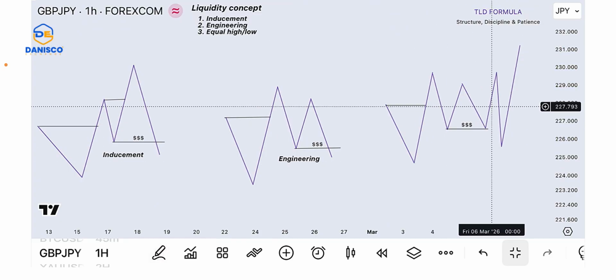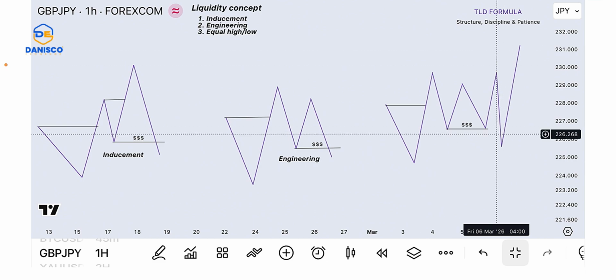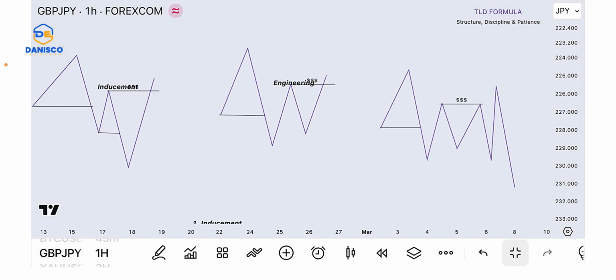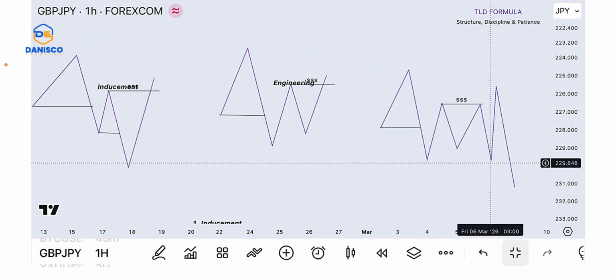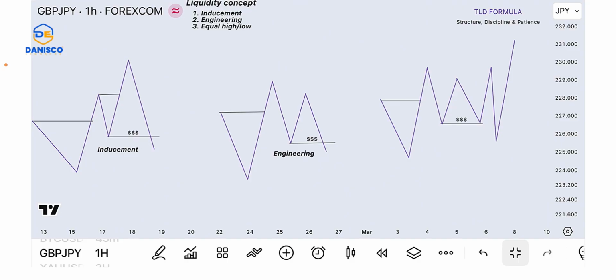The vice versa of it is equal high. Equal high is for sells. Equal low is for buys. Let me invert it. Look at it here. Look at all of them. You can see all of them now. Even inducement, engineering liquidity, and equal highs now. This is for a sell. When it happens like this, for a sell. If you don't understand, you can watch this video over and over again. This one is equal. Let me mark it.